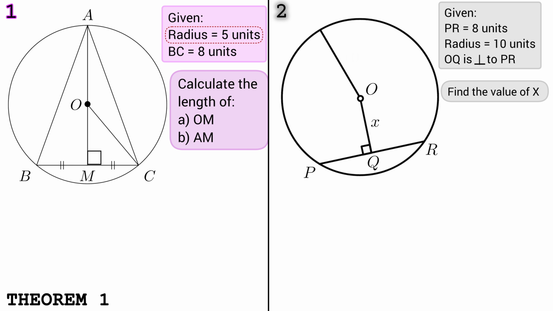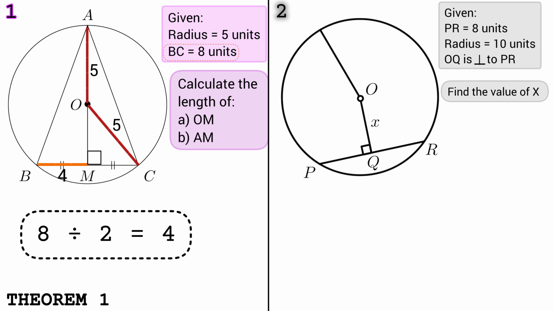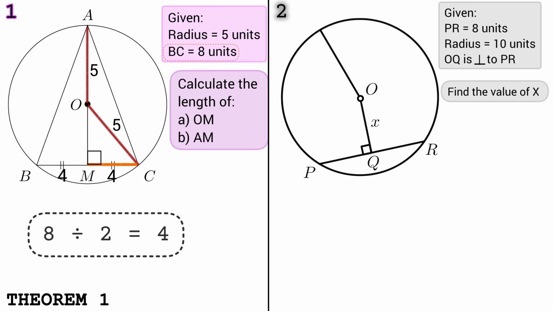A radius is a line from the center to any point on the circumference of the circle. This line is from the center to the circumference of the circle. Therefore, it is a radius and it has a length of 5 units. The same applies to OC. OC is a line from the center to the circumference of the circle. Therefore, it is also a radius and it has a length of 5 units. If BC is 8 units and BM is equal to MC, then BM is equal to 4 units and MC is also equal to 4 units.